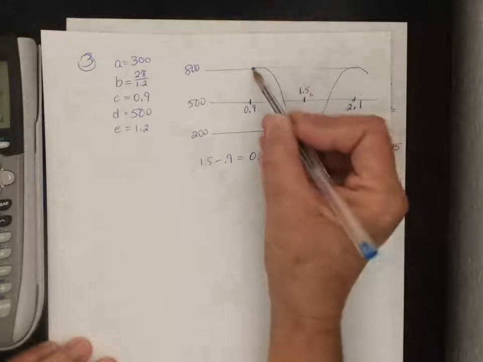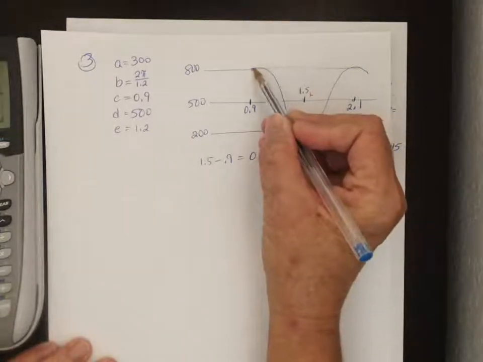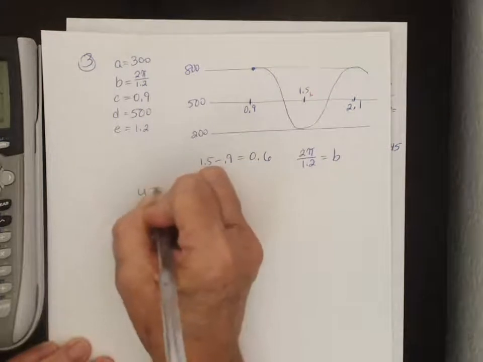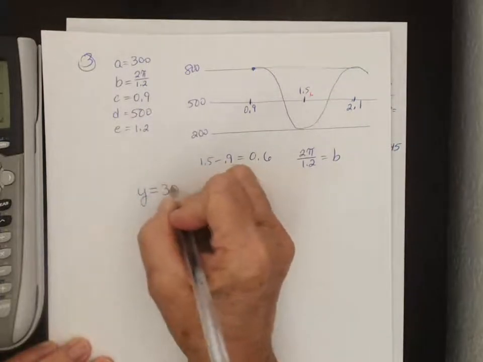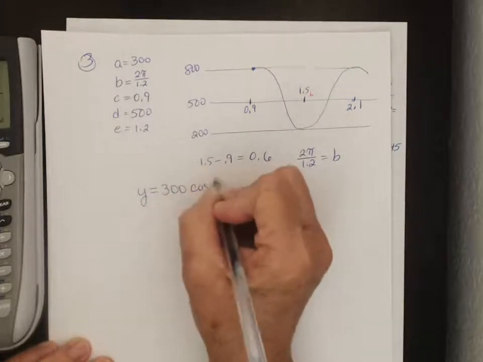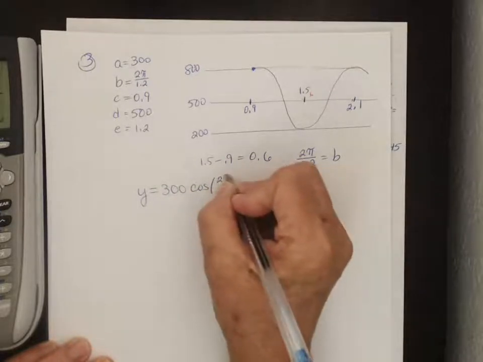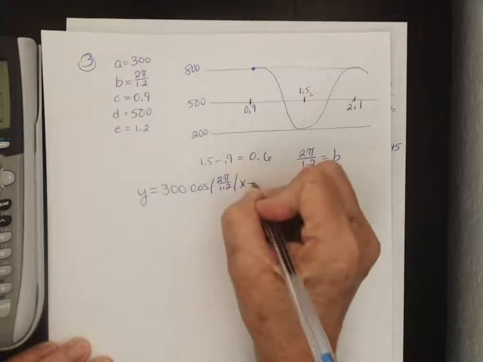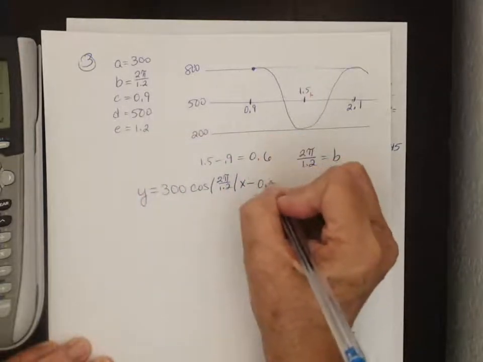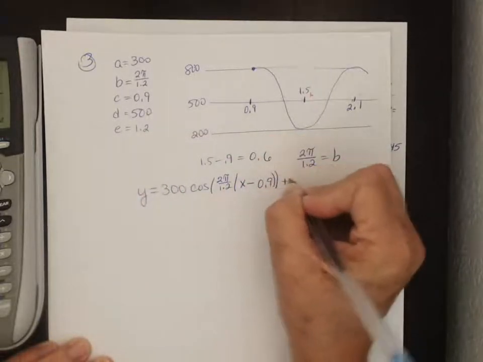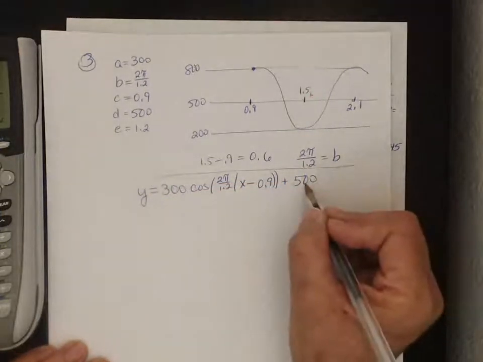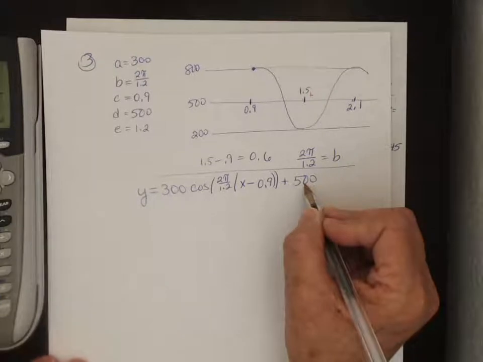And because we're dealing with a maximum value, again, that tells me I should use a cosine equation. So y equals the amplitude times cosine of my period constant times x minus my phase shift of 0.9, plus the sinusoidal axis, how far it shifted up vertically. And there is my equation.